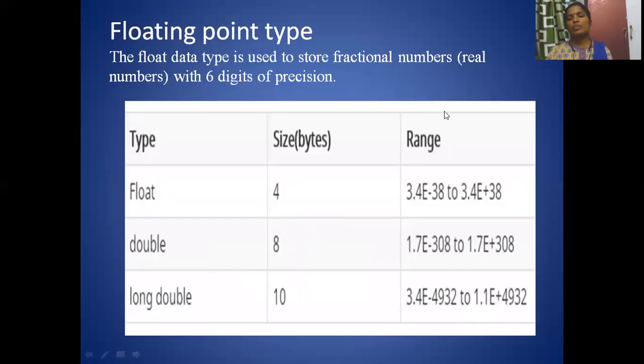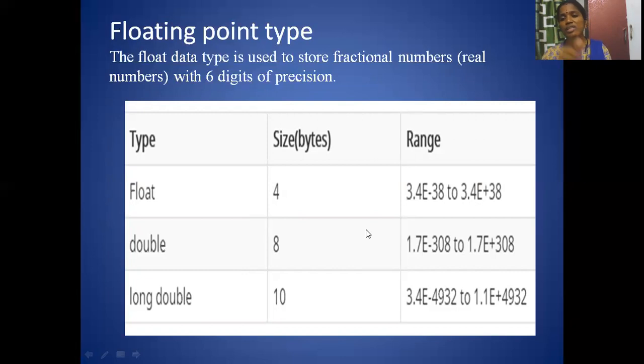Next are the floating point numbers. The float data type is used to store fractional numbers. That means the decimal part is also shown here. With 6 digits of precision, that means after the dot, you can store 6 digits. The size of the float is 4 bytes. If you want more precision over float, you use double. If you want more precision over that, you use long double. Remember, these numbers are compulsory for your exam.